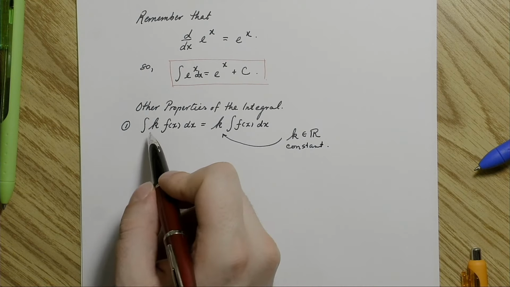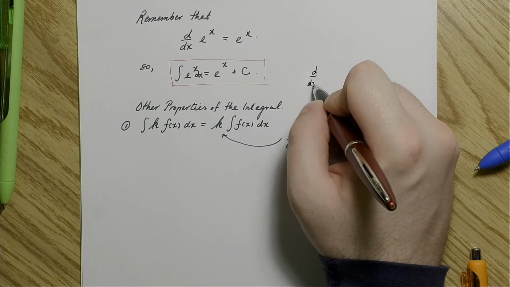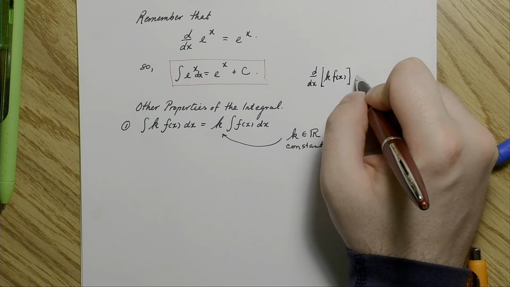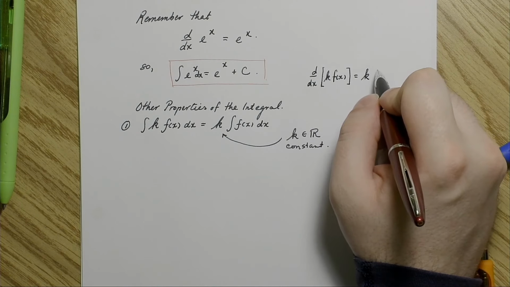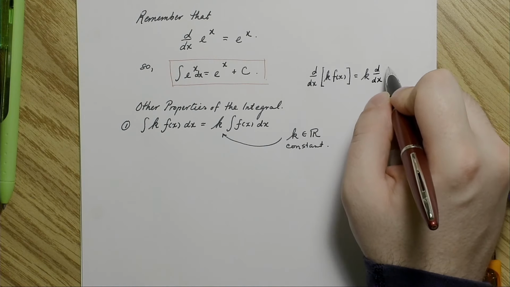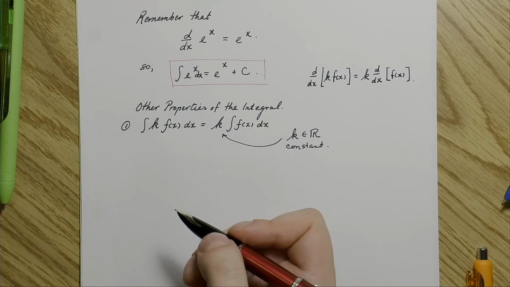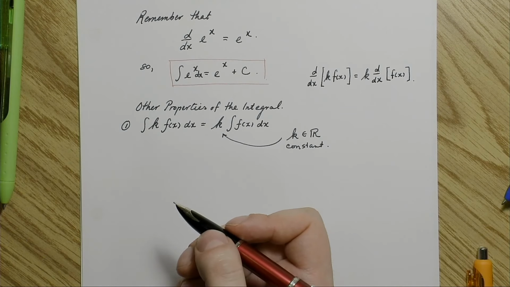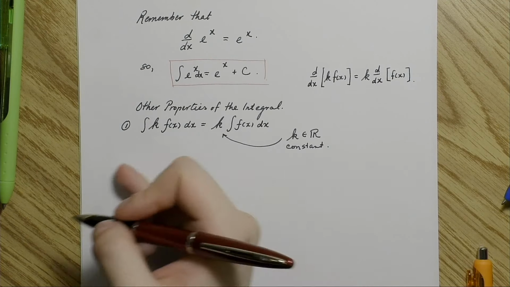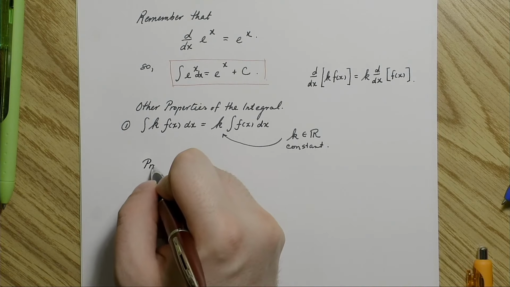So basically what this says is very similar to what we did for the derivatives. If I had the derivative of a k times f at x, that k, I can pull this constant in front of the derivative. Okay? And I can actually show this. So here's a little proof.